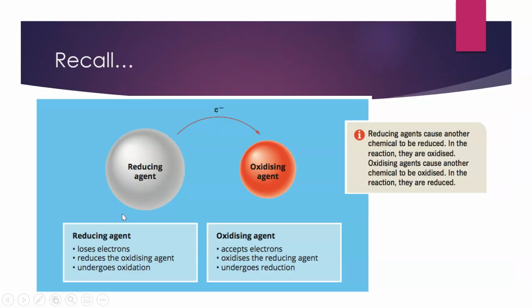So by now we have hopefully bedded down the idea that the reducing agent causes reduction by donating its electrons to the oxidizing agent. Okay, so the reducing agent is oxidized and the oxidizing agent is reduced. So we can always follow this by looking for the species that has lost electrons, which will be oxidized, and the species which has gained electrons, which will be reduced.